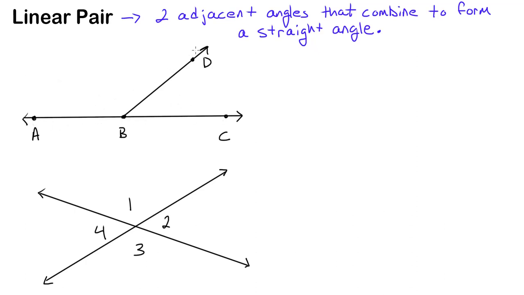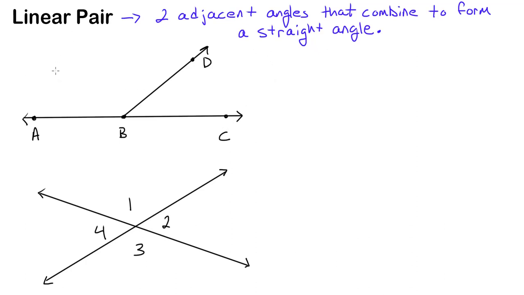In some definitions, they'll point out that the non-common rays BA, which is part of angle ABD, and BC, which is part of angle DBC, are opposite each other. So two opposite rays, what do they make? They make a line, a straight line or a straight angle.